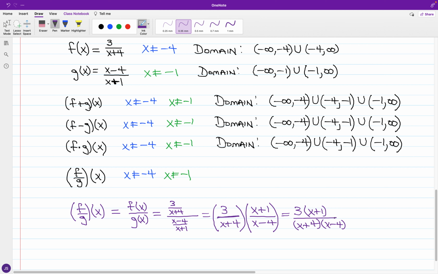Just looking at the restrictions: when we started out, we had to keep x plus 4 non-zero, and for g of x, we had to keep x plus 1 non-zero. And if you notice, we have 3 over x plus 4, and once I take the reciprocal of the denominator fraction, guess what? We have yet another restriction, because what was the numerator for g of x is now in the denominator position.